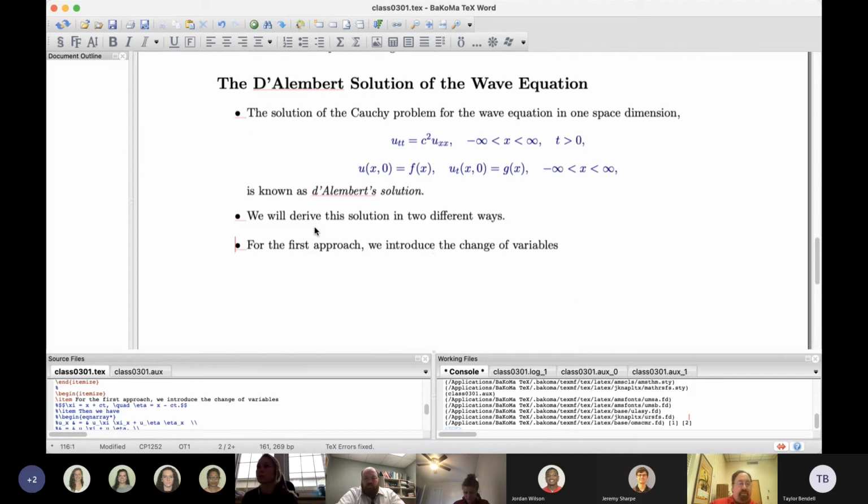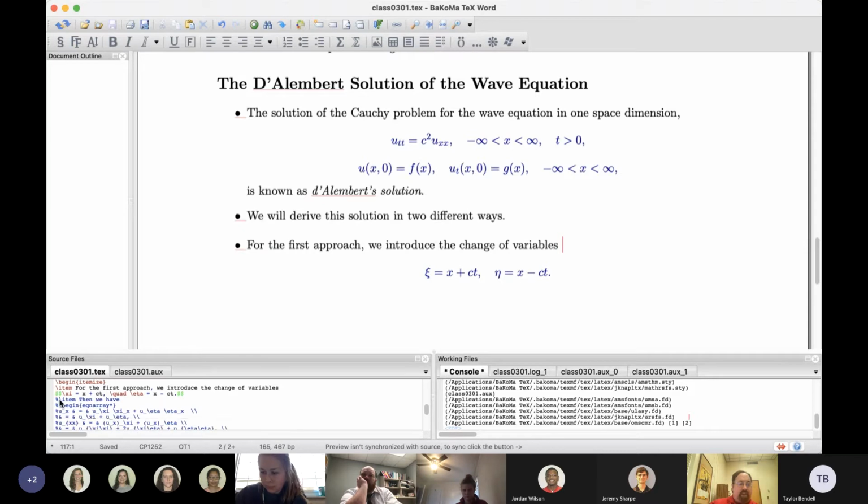We're going to make a change of variables. So I'm going to define two new variables, xc, which I also refer to as squiggly, and eta, to be defined to be x plus and minus ct. So I'm going to describe these derivatives with respect to time and space in terms of these new variables. And the purpose of that is to drastically simplify the PDE.